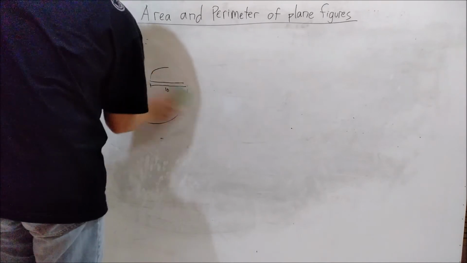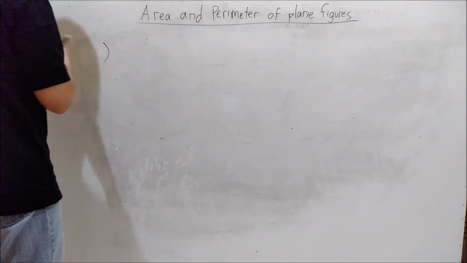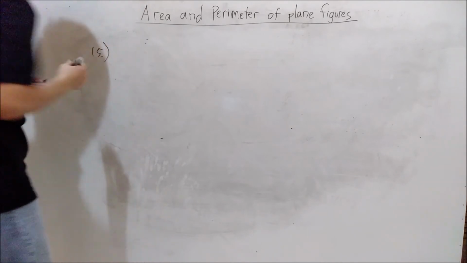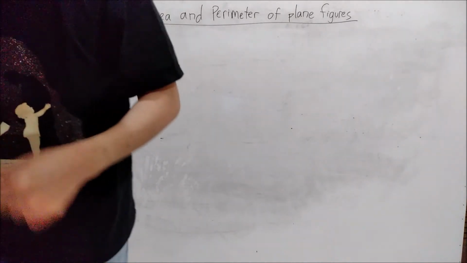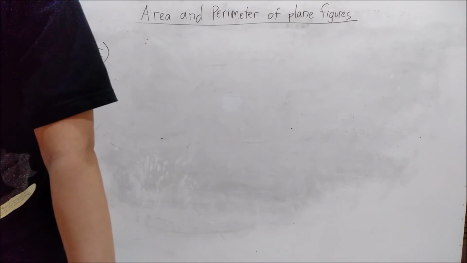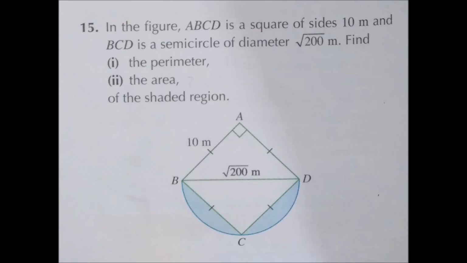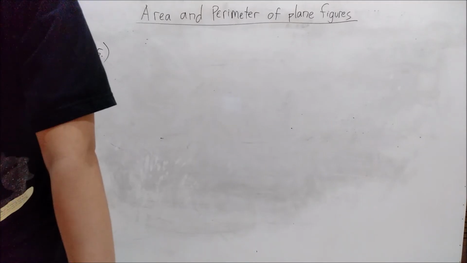Number 15. We will read the question first. In the figure, ABCD is a square of sides 10 meter and BCD is a semicircle of diameter square root of 200 meter. Find 1, the perimeter, 2, the area of the shaded region.